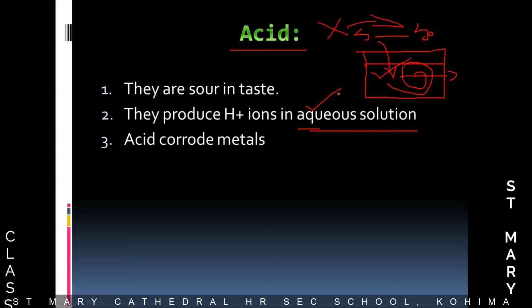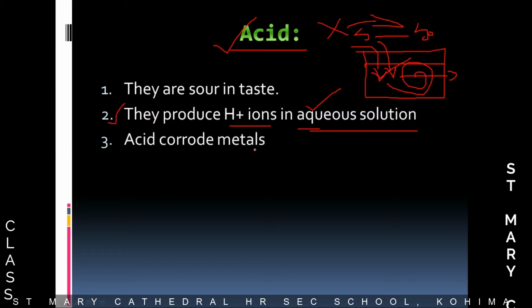Aqueous solution. So what is it for acid? When acid is put in water, in aqueous solution, what will happen? It will produce hydrogen ions. Now any substance which produces hydrogen ions will be taken as your acid. The main definition is this point 2, okay? Acids corrode metals, not only metals, clothes, your skin. It is very harmful to us when the acid is very strong.